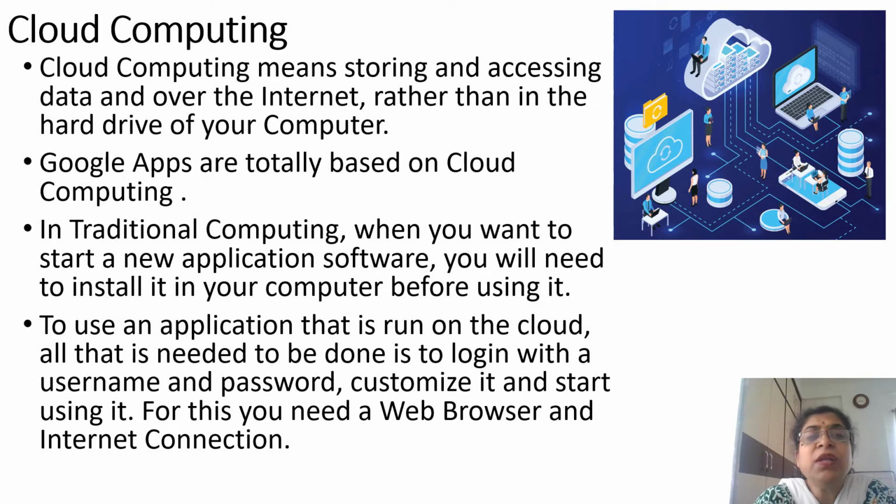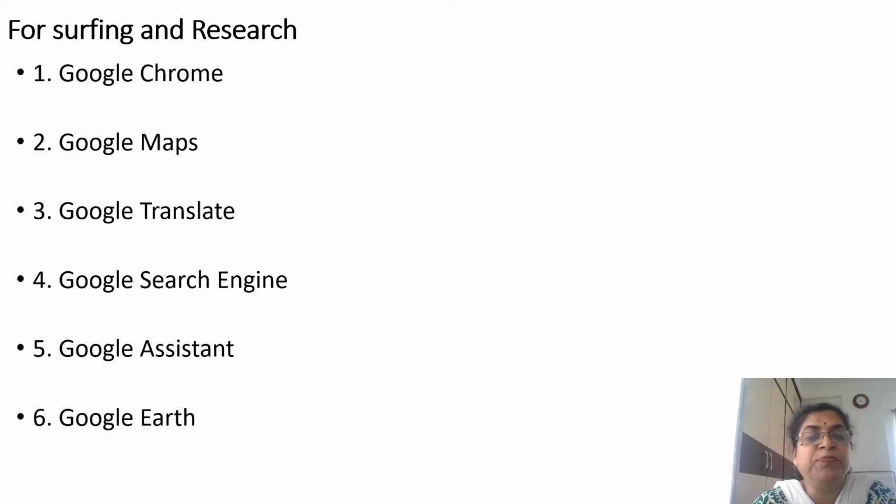Now, cloud computing. Cloud computing means storing and accessing data over the internet rather than in the hard drive of your computer. Google Apps are totally based on cloud computing. In traditional computing, when you want to start a new application software, you will need to install it in your computer before using it. To use an application that runs on the cloud, all that needs to be done is to log in with a username and password, customize it and start using it. For this, you need a web browser and an internet connection.